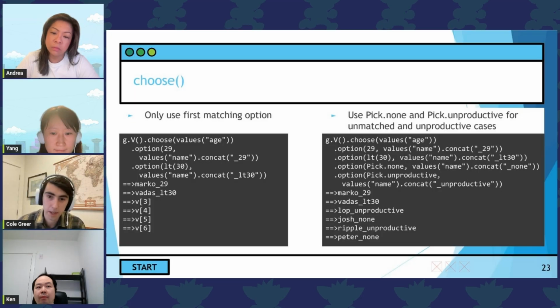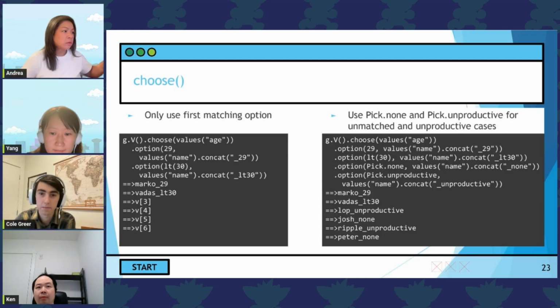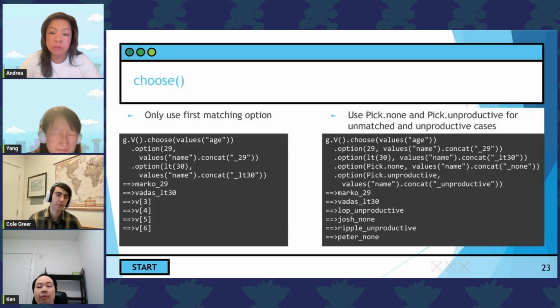Marko and Vadas still match their original two options. And then you can see that both Josh and Peter follow into that none path, as they have ages, but they're not matching any of the previous cases. And Lop and Ripple are both unproductive because they are software nodes in the graph. They don't have ages. So the goal here is just to make this work a little bit more like a switch statement or an if-else chain that programmers from other languages might be more familiar with, and just make it a bit more intuitive and easy to use.